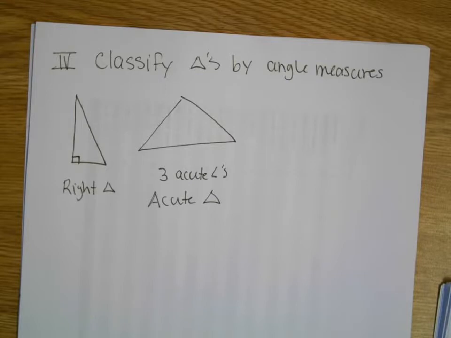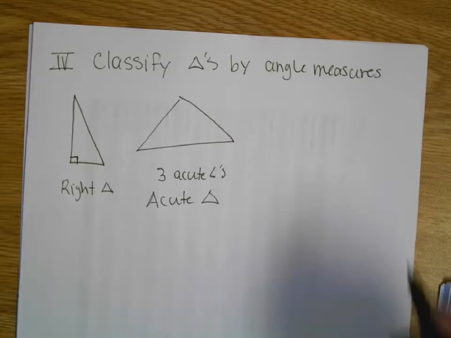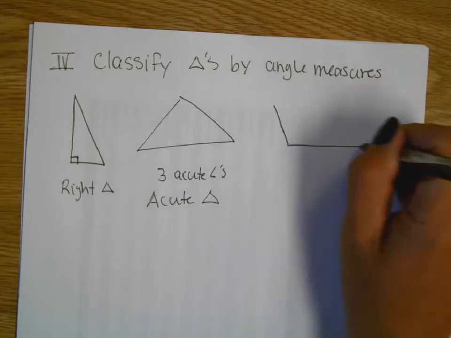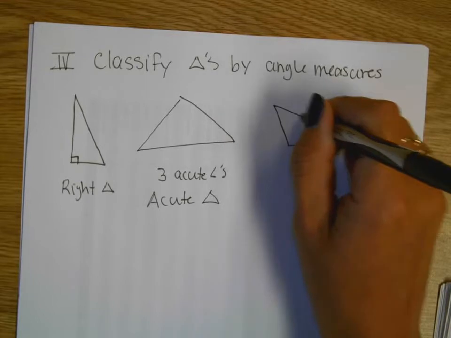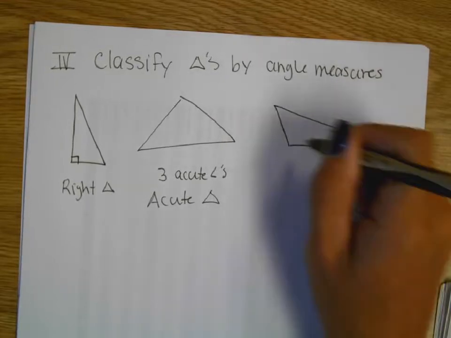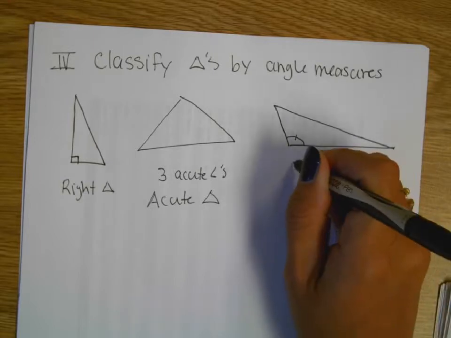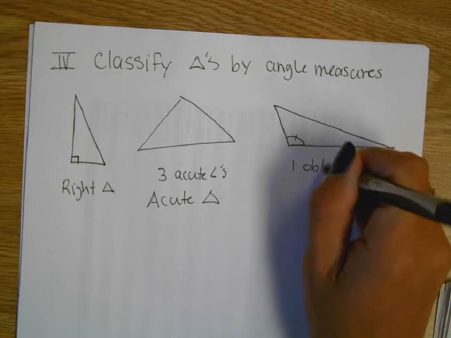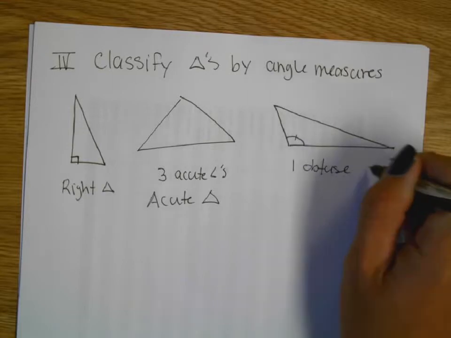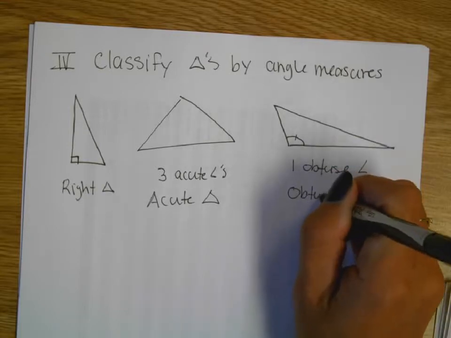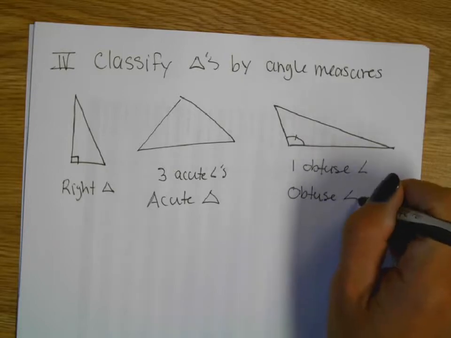And then, what about the obtuse triangle? What's it going to have? Adam? One angle greater than 90. So one obtuse angle makes this an obtuse triangle.